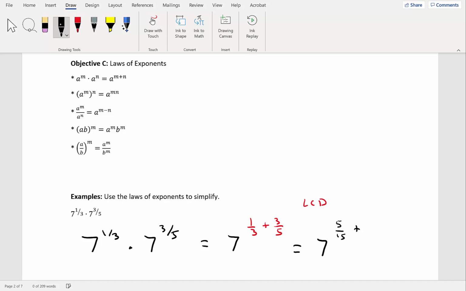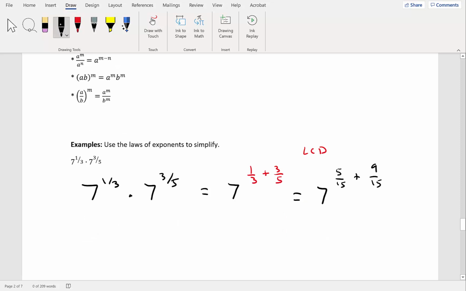Our next fraction, 3 over 5, I have to multiply 5 by 3 to get 15. That means I have to multiply the top by 3 as well. So 3 times 3 gives me 9. Now that I have the same denominator, I can add these fractions with each other. This becomes 5 plus 9, which gives us 14 over 15.